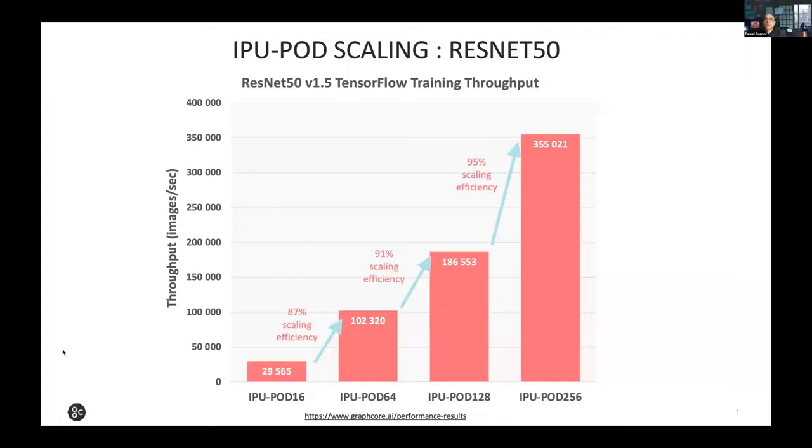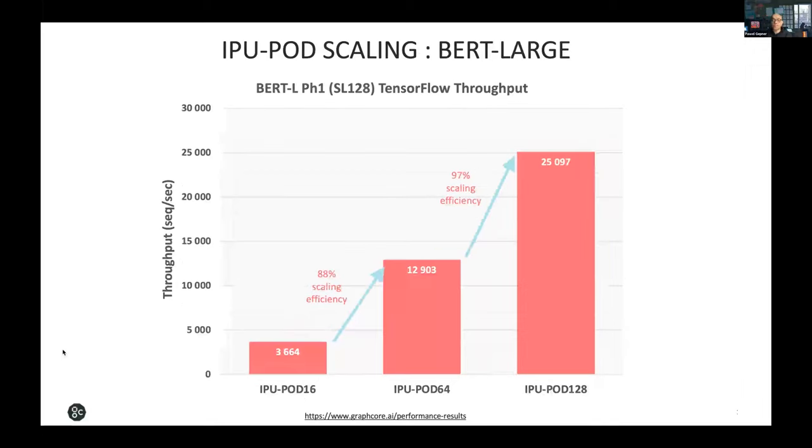We are using the ResNet 15 to measure the scaling. So I think the scaling story and the disaggregation approach absolutely resonates with this disaggregated solution.